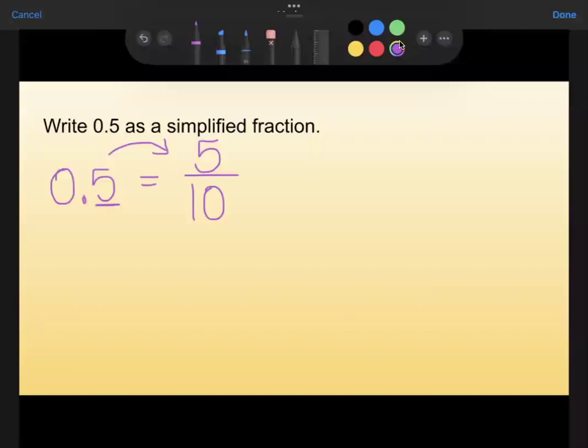Now I need to check and see if I can simplify it. Since I can divide both 5 and 10 by 5, I'm going to go ahead and do that to simplify it. So 5 divided by 5 is 1, and 10 divided by 5 is 2. So the final answer to this would be 1/2. So 0.5 is 5 over 10 as a fraction, but simplified, it would be 1/2.